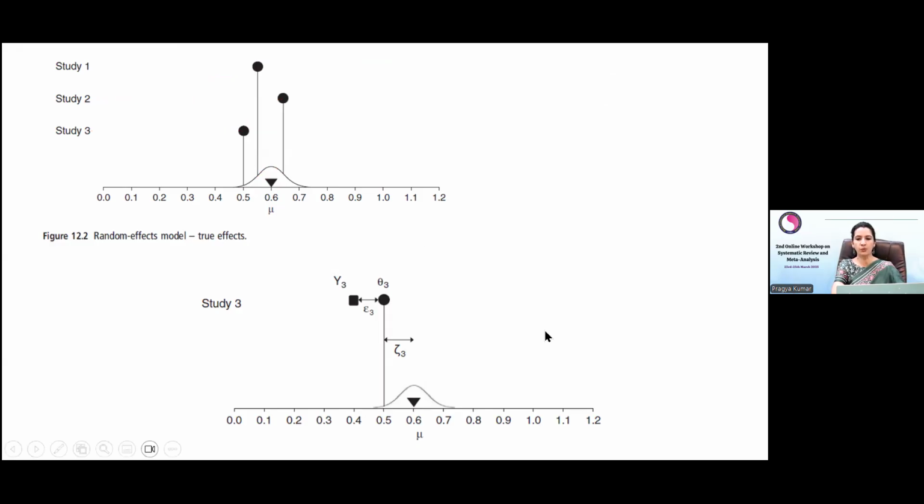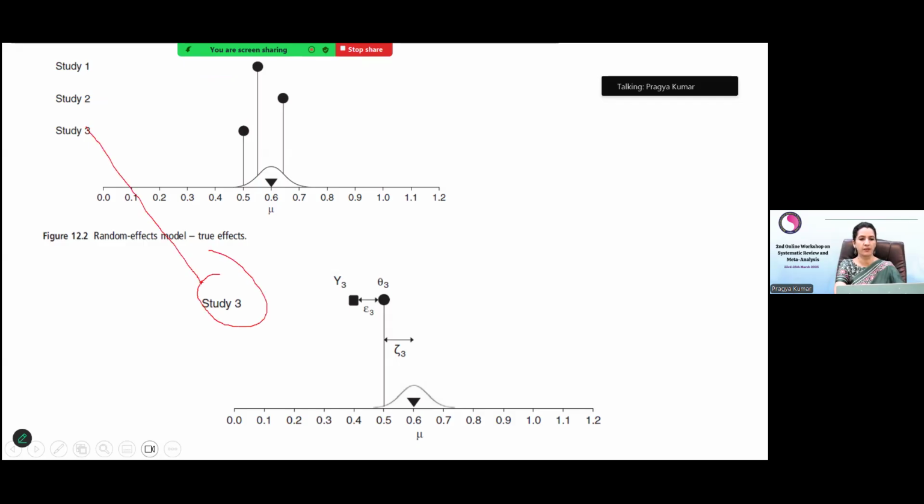So now there are two types of variability. If you take only the example of study 3, you can see 0.6 is your overall effect size, this is your true effect size for study 3, and this is the observed effect size. So there are two sources of variability: there is a sampling error, and there is another variability which is known as tau.